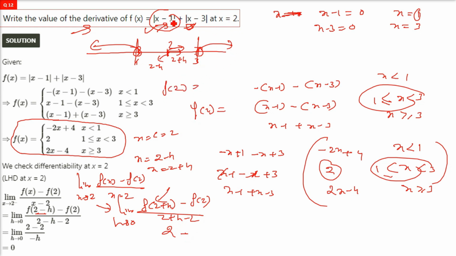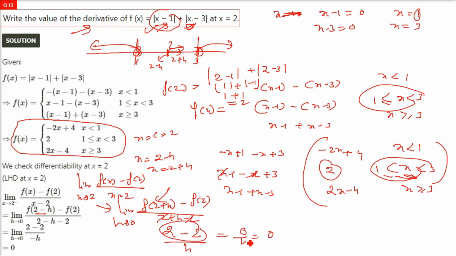f(2) is modulus of 2 minus 1 plus modulus of 2 minus 3. I know the value is 2, but just to show you, modulus 2 minus 1 is 1, plus modulus of minus 1, 1 plus 1 is going to be 2. So 2 minus 2 divided by h, this gets cancelled, so 2 minus 2 is 0, 0 by h is 0. Okay? So this is how you get the value.